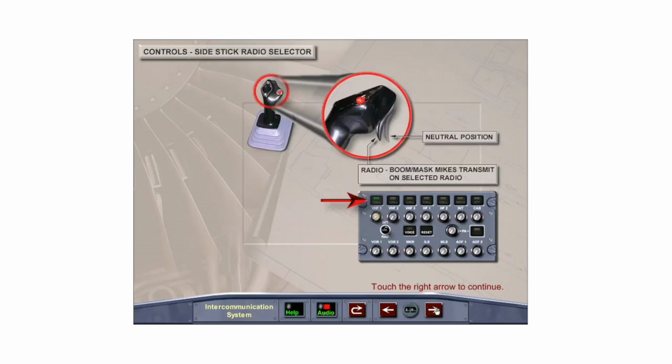The radio selector on each side stick controller also acts as a press-to-talk switch. It is spring-loaded to the neutral position. When squeezed to the radio position, the boom or mask microphones transmit through the radio selected on the ACP.